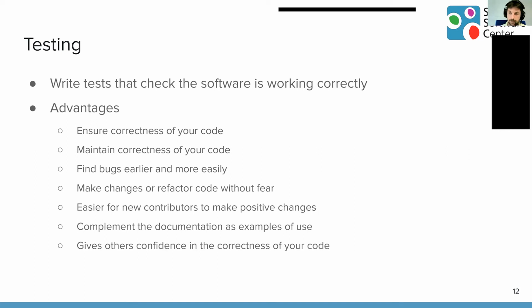It also helps other people contribute effectively to your code, because they can also then try and make a contribution, and the test suite ensures they're not breaking a whole bunch of things without understanding what they did wrong. And it can also act as a kind of complementary source of documentation, serving as examples of how to use the code. And so having a test suite gives others confidence in the correctness of your code. It shows that your code is correct. It shows that that is important to you, the author of the code.